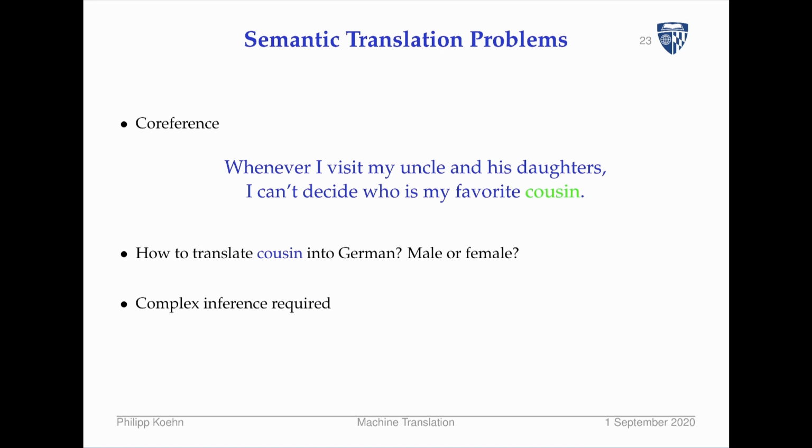Well, I'm talking about the daughters of my uncle, so they're female cousins. So this requires fairly complex inference. You need to know something about family relationships and so on. And how is the machine going to acquire that kind of knowledge? That is a really, really hard problem.